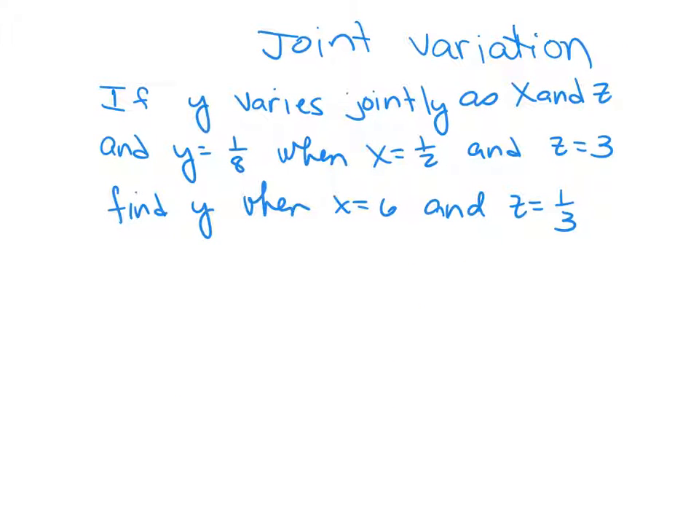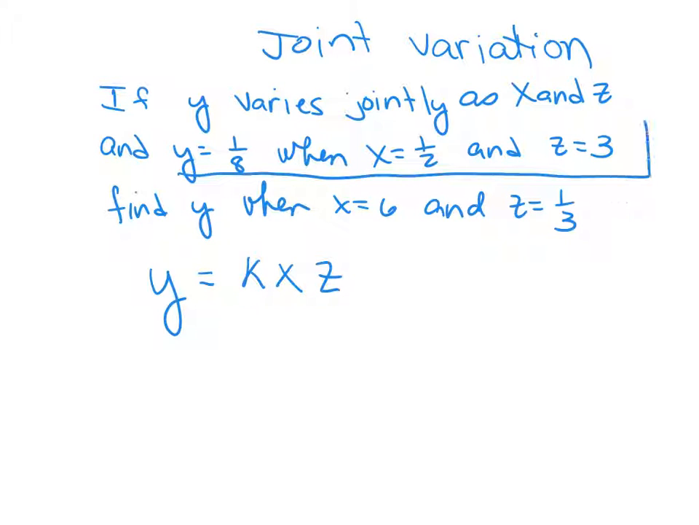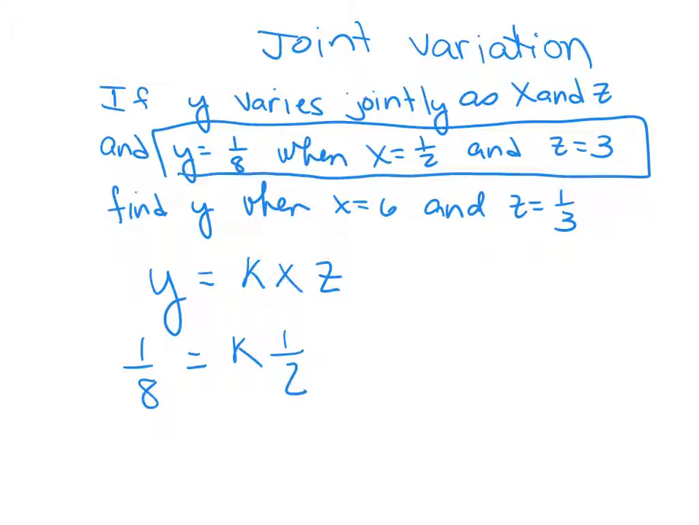With a joint variation, the first guy that they mention stays alone, and then you're going to have still the constant, and then the other two that they mention go on the right side. So like the other ones, they're going to give you a complete set of information, and here it is right here. Everybody see that? So 1/8 equals k times 1/2 times 3.